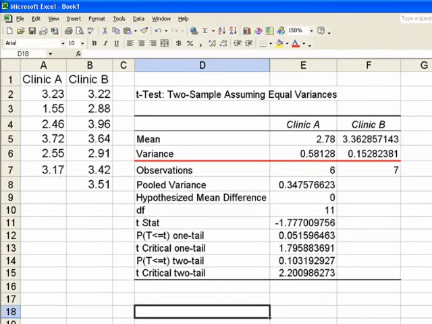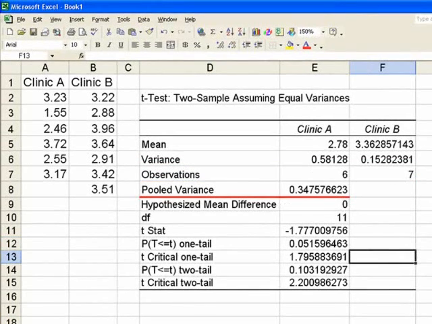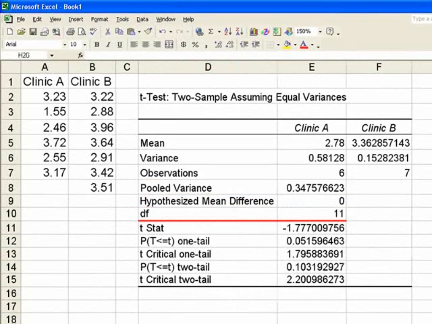The next column, getting ahead of myself. The next column is the degrees of freedom. And in this case, we have 11 degrees of freedom. Because it's a total number of subjects, we have 13 subjects minus the number of groups. And we have 2 groups. So 13 minus 2 is 11. We don't even have to calculate that. Excel has done it for us.